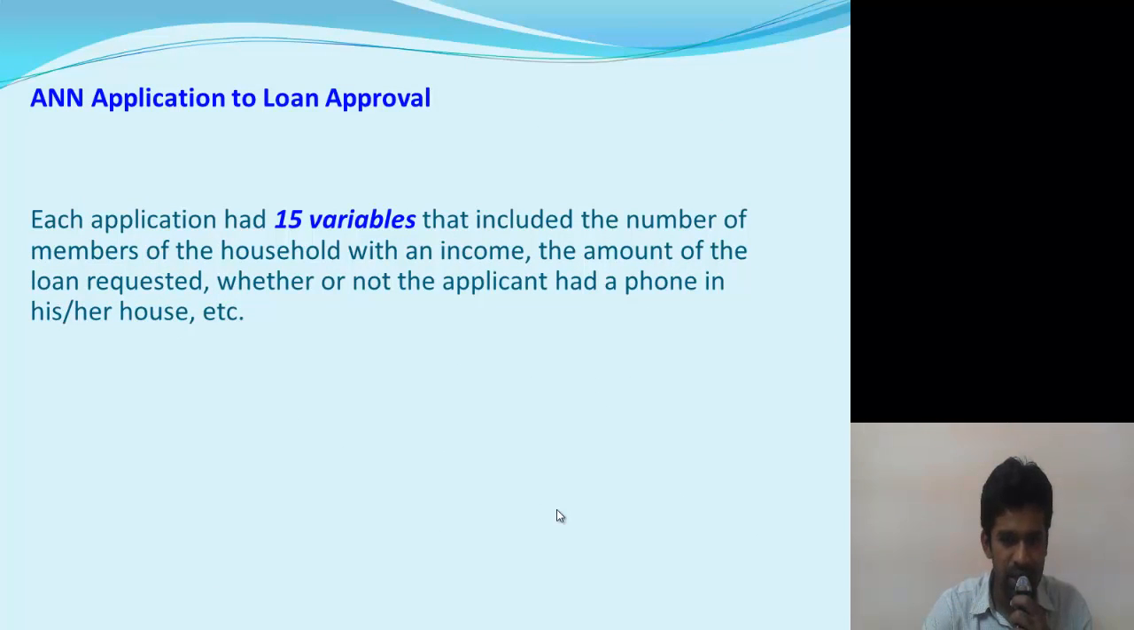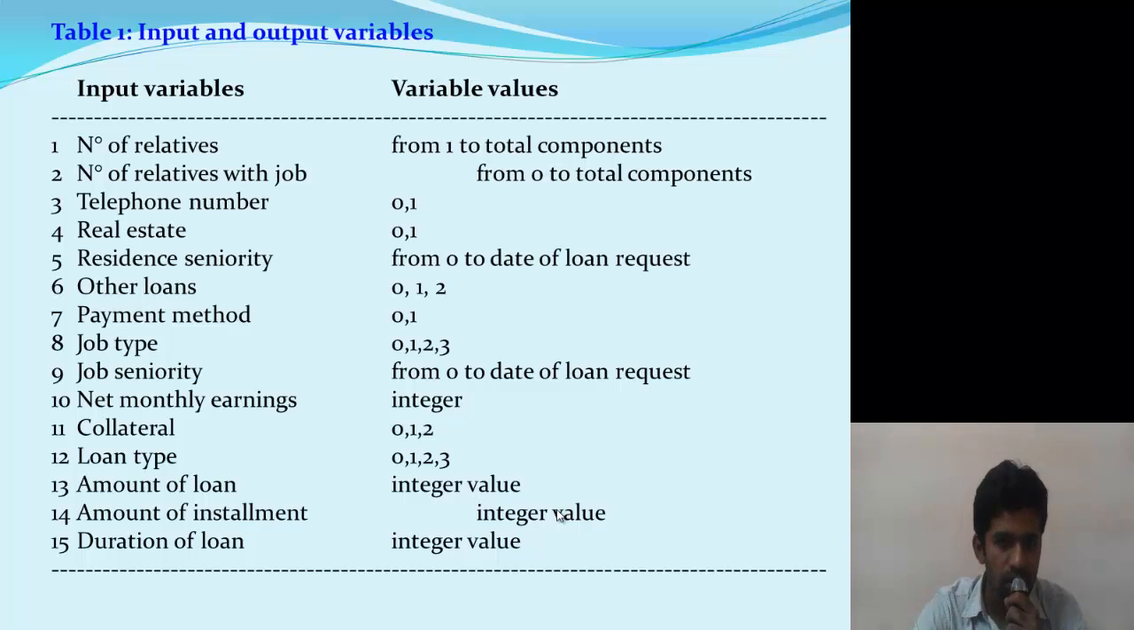Each application has 15 variables that include the number of members of the household with an income, the amount of loan requested, and whether or not an applicant had a phone in his house. The 15 variables that include input and output variables are the number of relatives, with a value from 0 to the number of relatives, the number of relatives with a job, which is a numerical value, and the telephone number, which is also a numerical value.